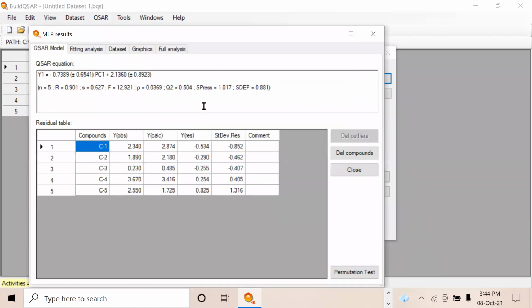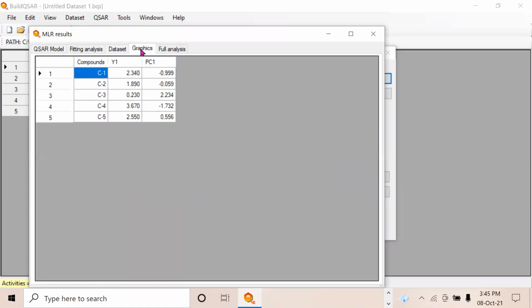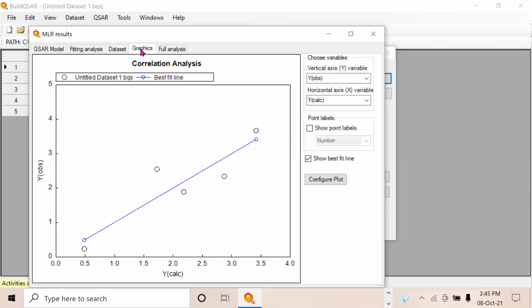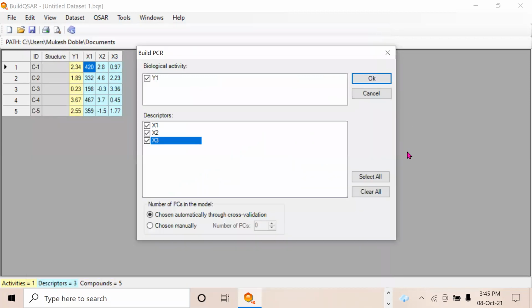So if you have many x's and you don't know which x to select, or you think many x's are going to be important, then you can use this type of principal component analysis technique to do that actually. So that cannot be done in Excel. The principal component analysis can be done in this Build QSAR.